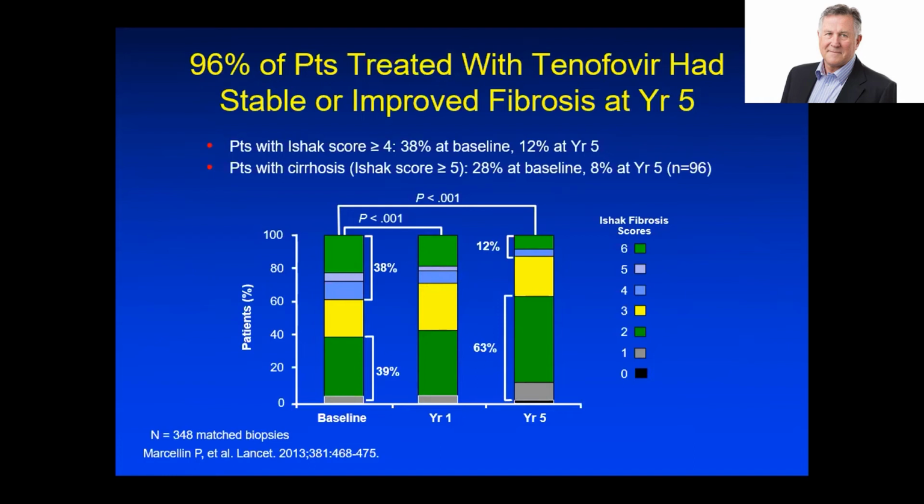And if you just look at the cirrhotic patients, which are the green, 28% at baseline down to 8% at year 5. Which shows you that if you do paired biopsies, not that we do that on a regular basis, but this was a clinical trial, that even cirrhotic patients will improve. Next slide, please.